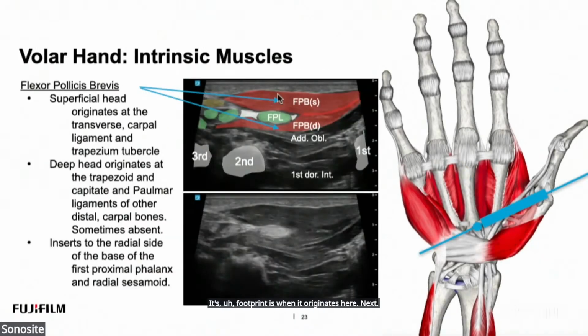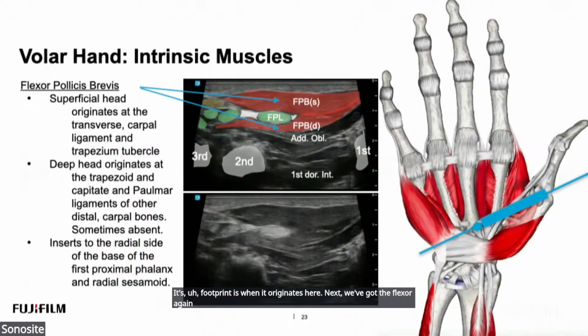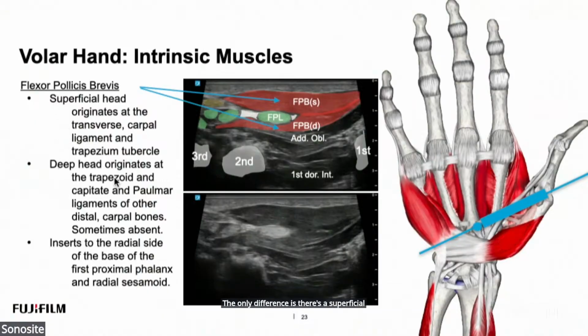Next, we've got the flexor again. So just like the digiti minimi side, we went from opponens to flexor. Same thing on the pollicis side. We went from opponens to flexor. The only difference is there's a superficial and a deep head that are pretty common and easy to see.